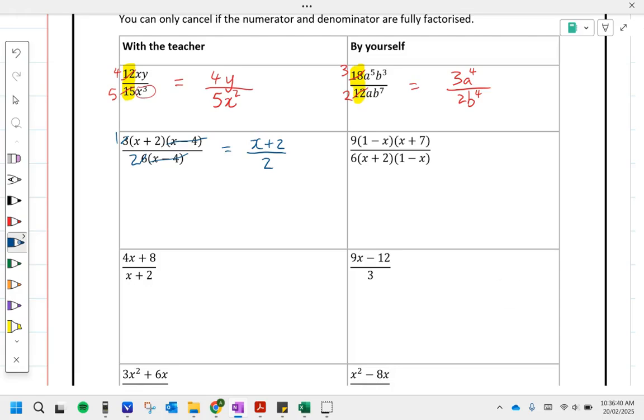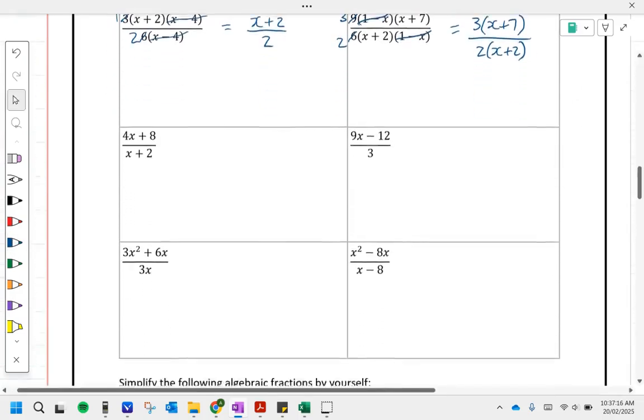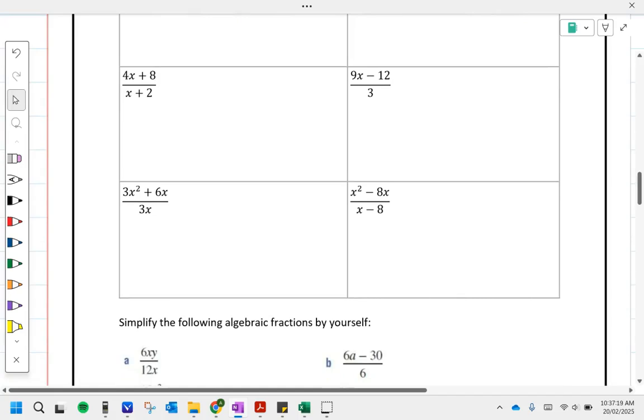Right, we can see that it is fully factorized. 9 times 1 minus x times x plus 7 all over 6 times x plus 2 times 1 minus x. So we can cancel out our 1 minus x's. And then 9 and 6 both divisible by 3. Divide that by 3 is 3. Divide that by 3 is 2. So our final answer is 3 bracket x plus 7 at the top over 2 bracket x plus 2 at the bottom. All right. That's it.